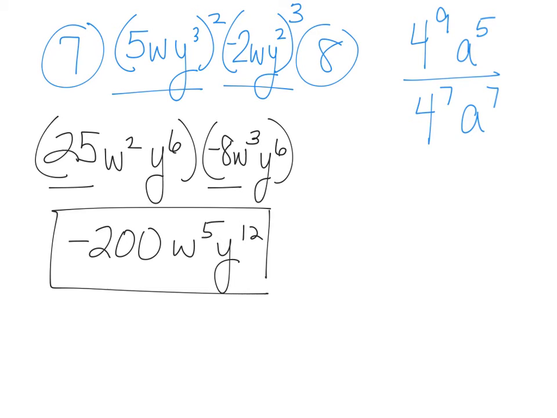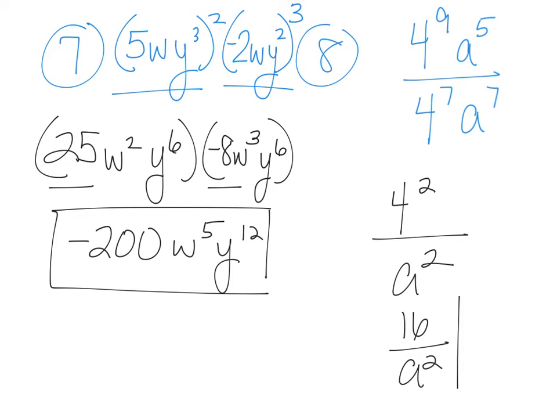So 4 to the 9th divided by 4 to the 7th is just 4 squared. Divided by 5 minus 7 is a to the negative 2, which will give me a squared on the bottom. I simplify that, I get 16 divided by a squared.